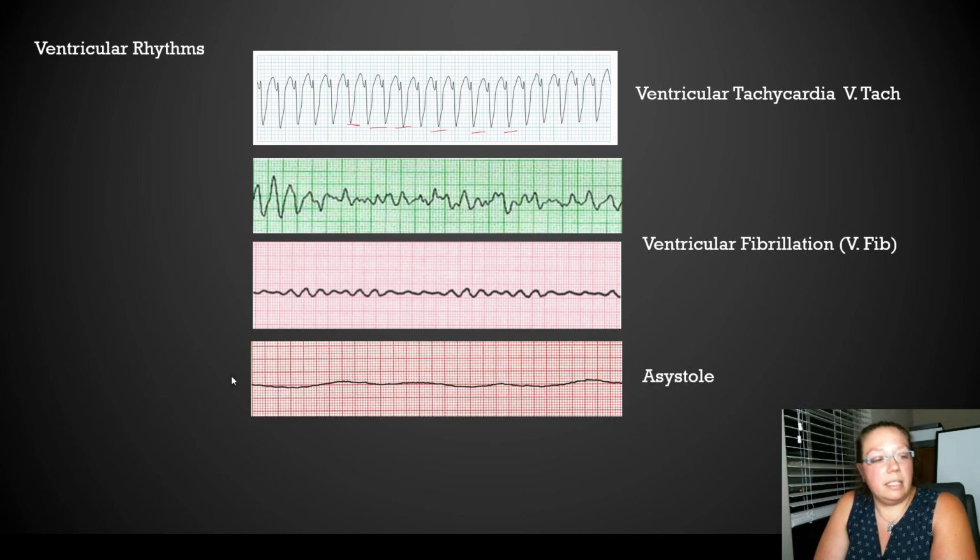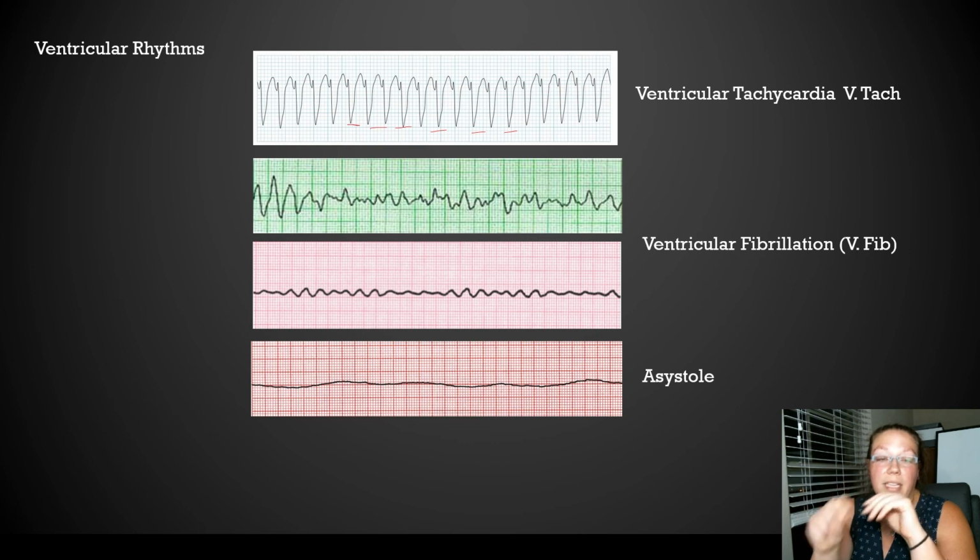And then we've got asystole. I wanted to put this in here because it's not necessarily a ventricular rhythm, but I wanted to touch on it. I don't think I touched on it in the other lessons, study sessions that we did. But asystole, there is zero electrical activity. If there is zero electrical activity, you cannot shock it. You cannot shock it into an organized rhythm.